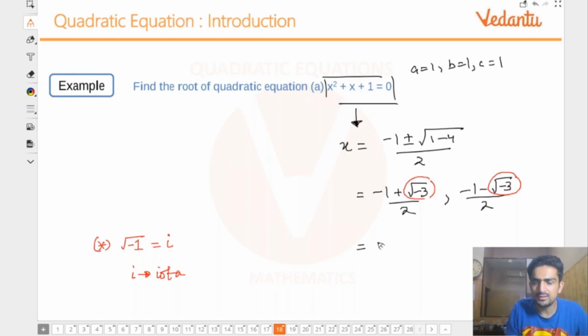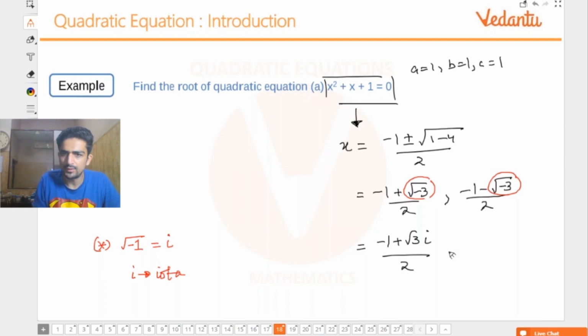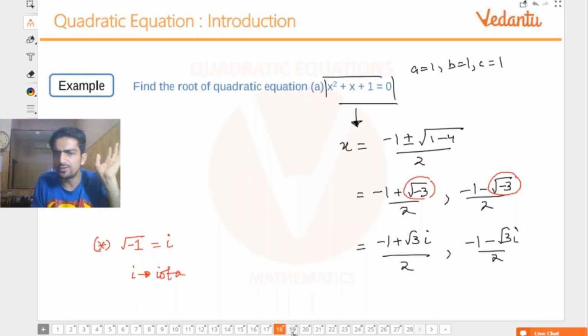So for the time being, let me write -1 plus root 3 iota. Root of -3 is root 3 into root -1, and root -1 we call iota. The other root is -1 minus root 3 iota by 2. So wherever we get root of -1, we will denote it by iota. Certainly in this case, both the roots are non-real.